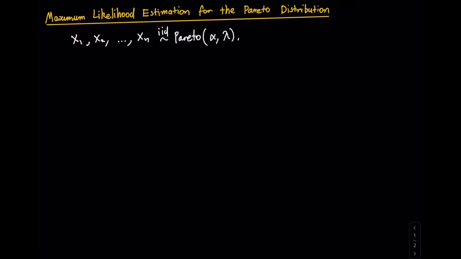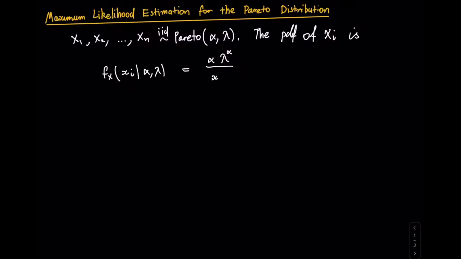So the PDF of xi is given by the following. We write it as f subscript x, xi given the parameters alpha and lambda, is equal to alpha lambda to the alpha over xi to the alpha plus 1, where xi is greater than or equal to lambda. Notice this condition here.